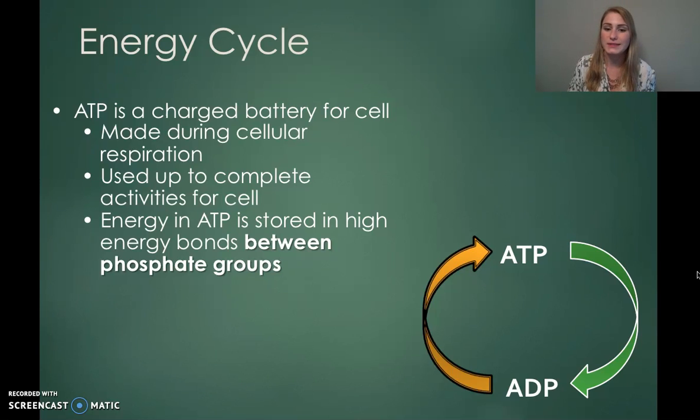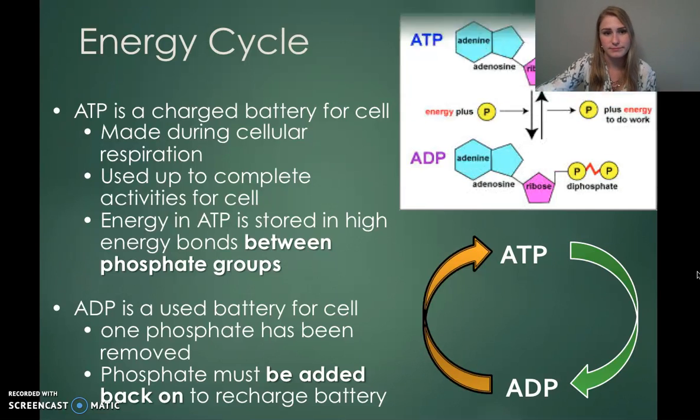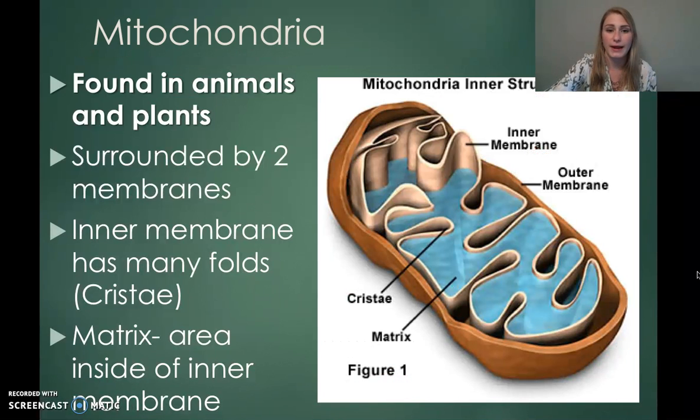When we have a dead battery, that's ADP, we only have two. When it's a charged battery, we've got all three phosphates on there. So ADP, it is the used up battery for the cell. One of those phosphates has been removed. Now we only have two, di. And in order to charge it back up, another phosphate has to be added on. And this is what cellular respiration is going to accomplish for us. So here's yet another example of ATP versus ADP. You can see ATP has the extra phosphate on there. ADP only has two phosphates on. We need all three phosphates in order to get all that energy.